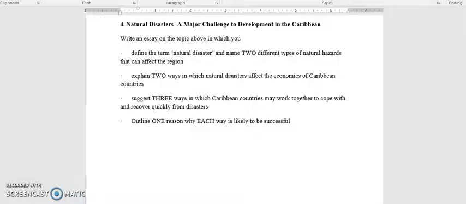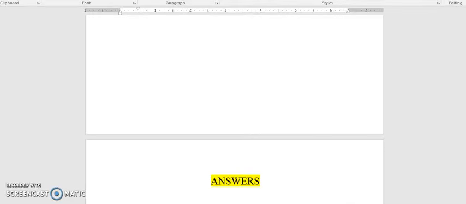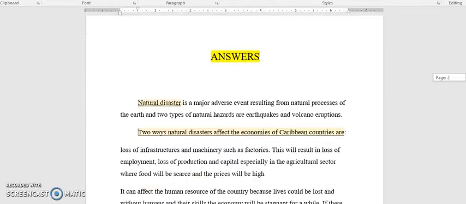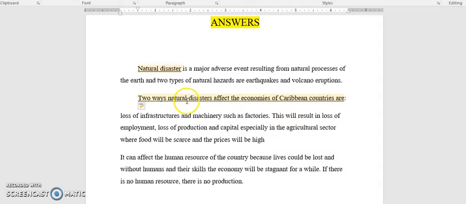Okay, I am going to share my answer first, and then you're going to give me your 2 ways. 2 ways natural disasters affect the economies of Caribbean countries are: 1. Loss of infrastructures and machinery such as factories, right? So whenever there's a natural disaster, and it depends on how adverse the effect of the natural disaster is, we can have loss of infrastructures and equipment, right?